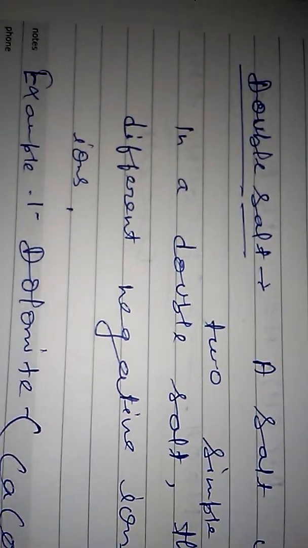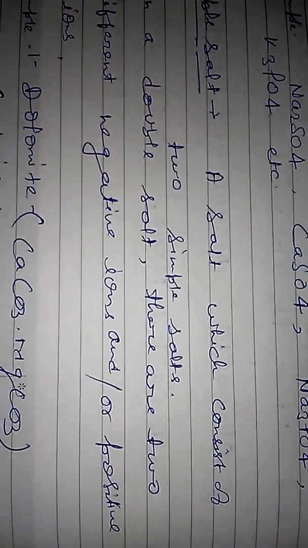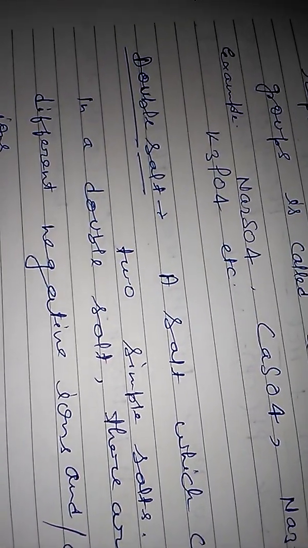Now, second one is double salt. Definition of double salt: a salt which consists of two simple salts. In a double salt, there are two different negative ions and or positive ions. In simple language, a double salt is a mixture of two simple salts. When two simple salts are mixed, a double salt is formed. In a double salt there are always two ions, maybe cations, maybe anions. They both are present, but you can consider only one, either the cation or the anion.